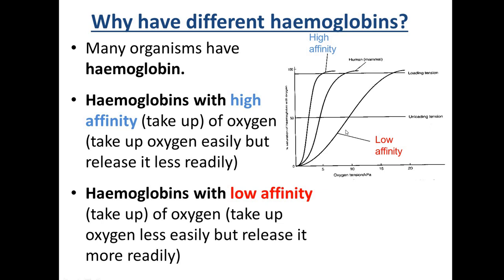So haemoglobins with a low affinity tend to be things that have a high metabolic rate, or they're very active, and they probably live in quite abundant oxygen, so the area they live is full of oxygen, so that's not a problem. So they don't really need to be bothered about taking it up because oxygen's available, but they are bothered about giving their oxygen to their respiring tissues because they're very active, they've got a high metabolic rate. So the curve will shift to the right because they want their oxygen to be given to the tissues.